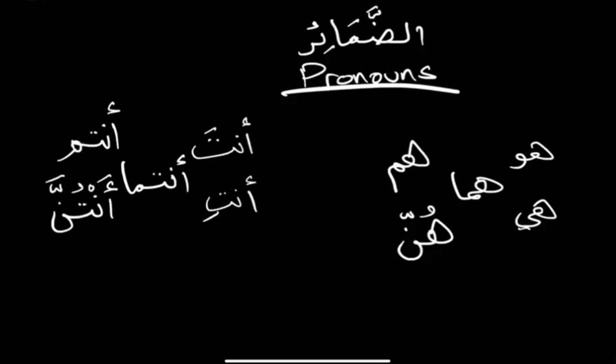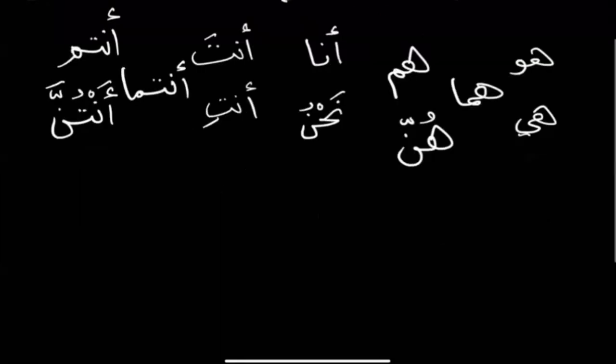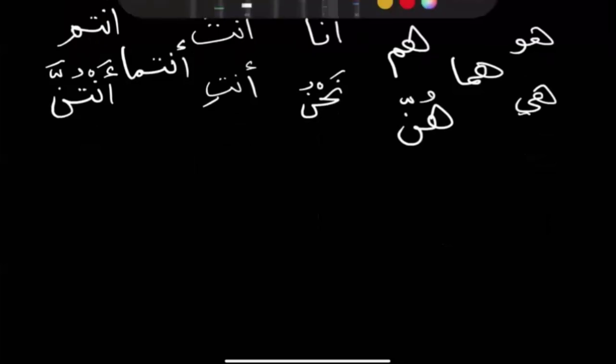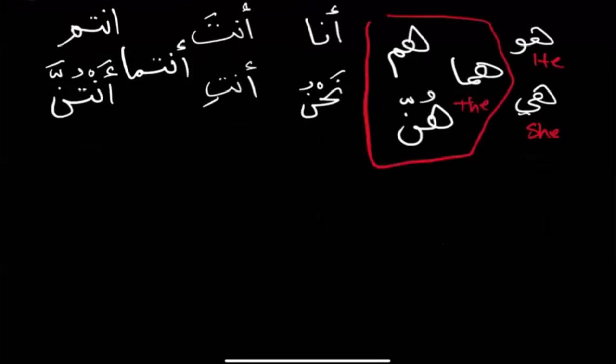And we saw ana and nahnu. 12 pronouns. We saw that these pronouns here mean he, she, they, I, we, and all of these are you.